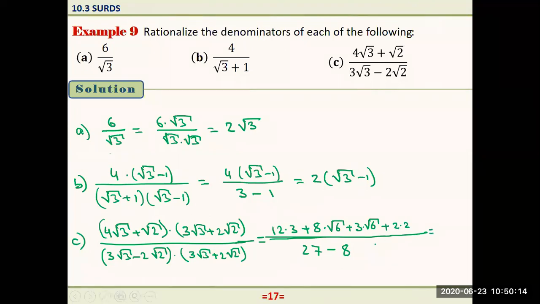So if you simplify the numerator, 36 plus 4, that is 40, plus 8 plus 3, 11 square root of 6, over 27 minus 8, it is 19. So we have rationalized the denominator of the given fraction. Okay.